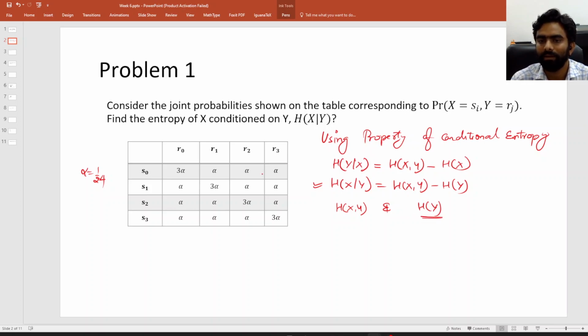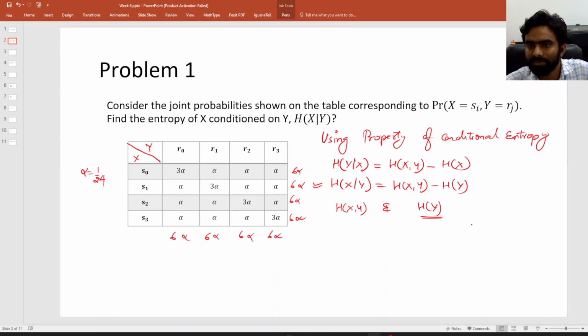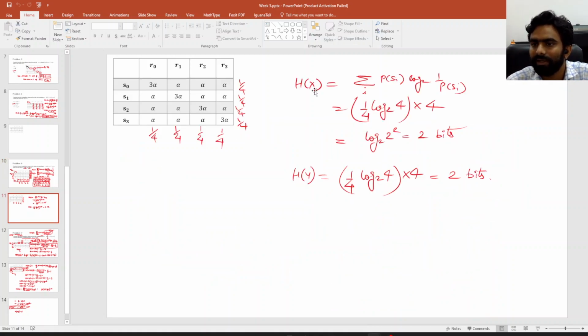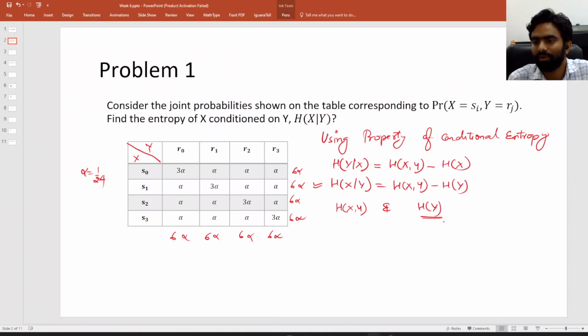H of Y would be, we are summing the column corresponding to Y, and this is corresponding to X. When we sum, this one is 6 alpha, 6 alpha, 6 alpha, 6 alpha, 6 alpha, and 6 alpha. So H of Y we have already calculated in the previous week. H of X is 2 bits, and H of Y is also 2. So H of Y is 2, which is also equal to H of X.